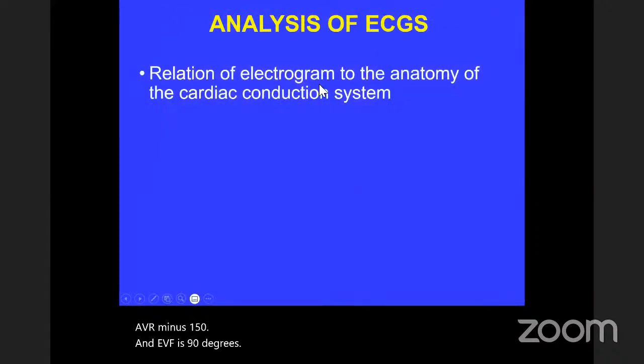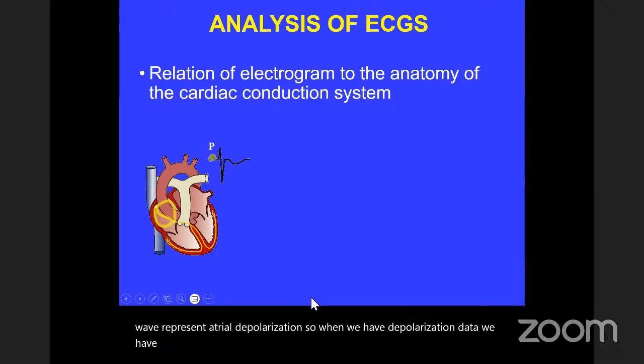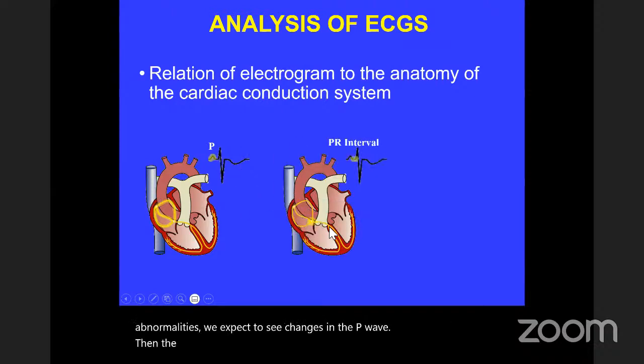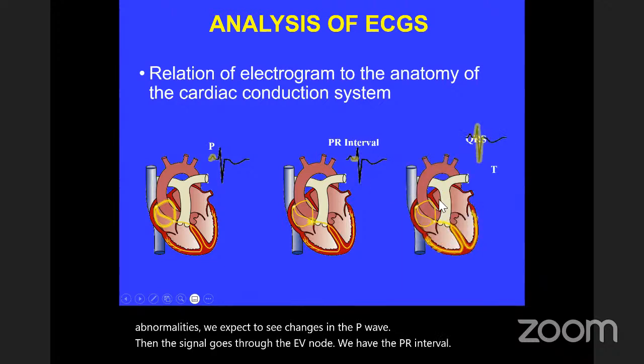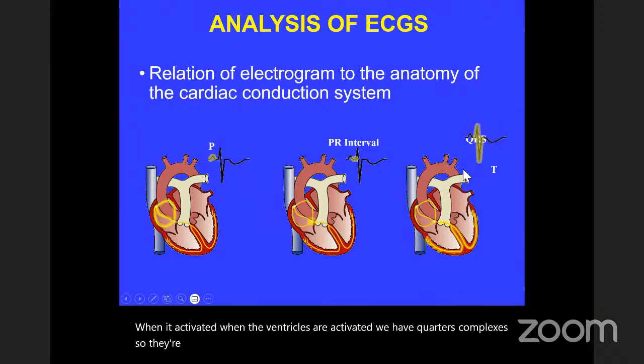Okay, so let's analyze the ECG based on the anatomical correlations. We know that the P wave represents atrial depolarization. So when we have depolarization in the atria, we have a P wave. If there are any atrial abnormalities, like right or left atrial abnormalities, we expect to see changes in the P wave. Then the signal goes through the AV node. We have the PR interval. When the ventricles are activated, we have QRS complexes, representing ventricular depolarization. And then when we have repolarization, it would be the ST segment and then the T wave.